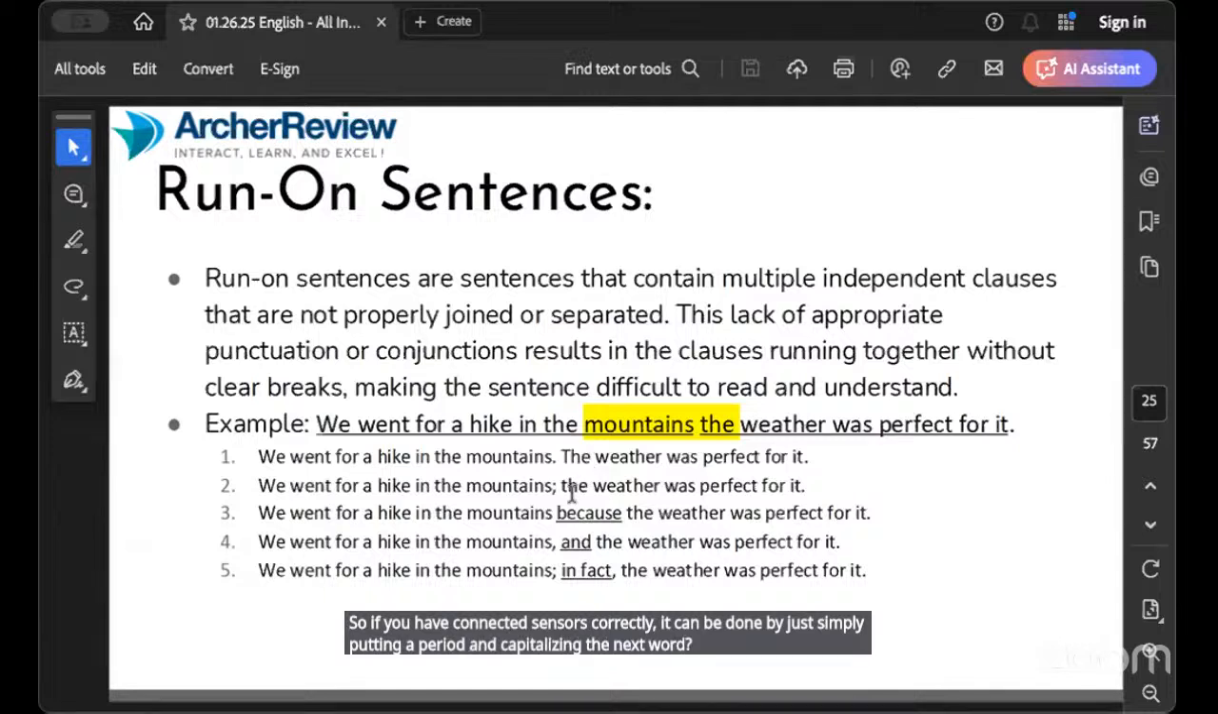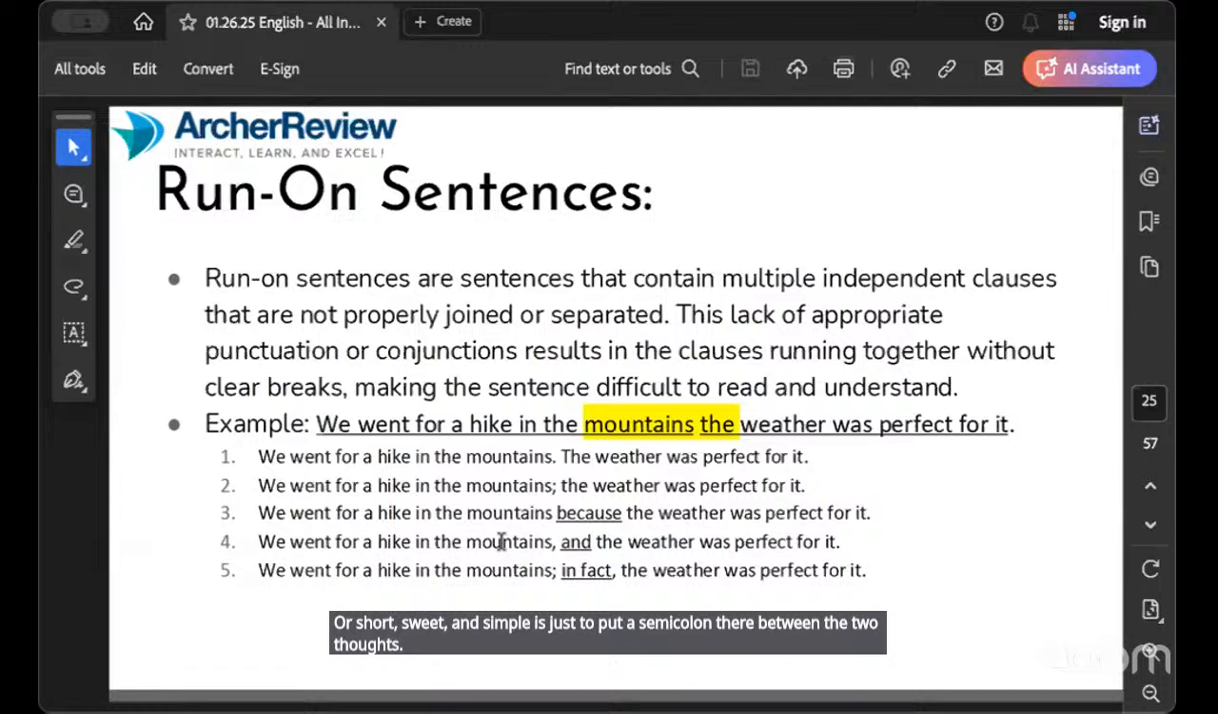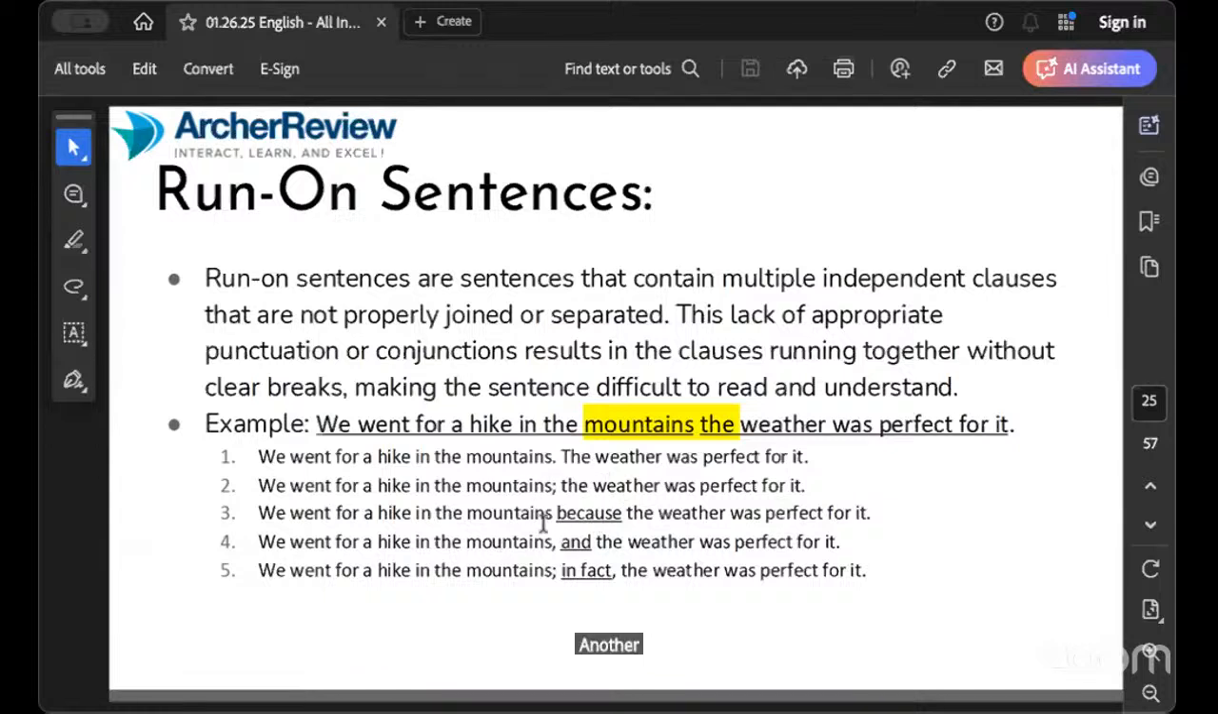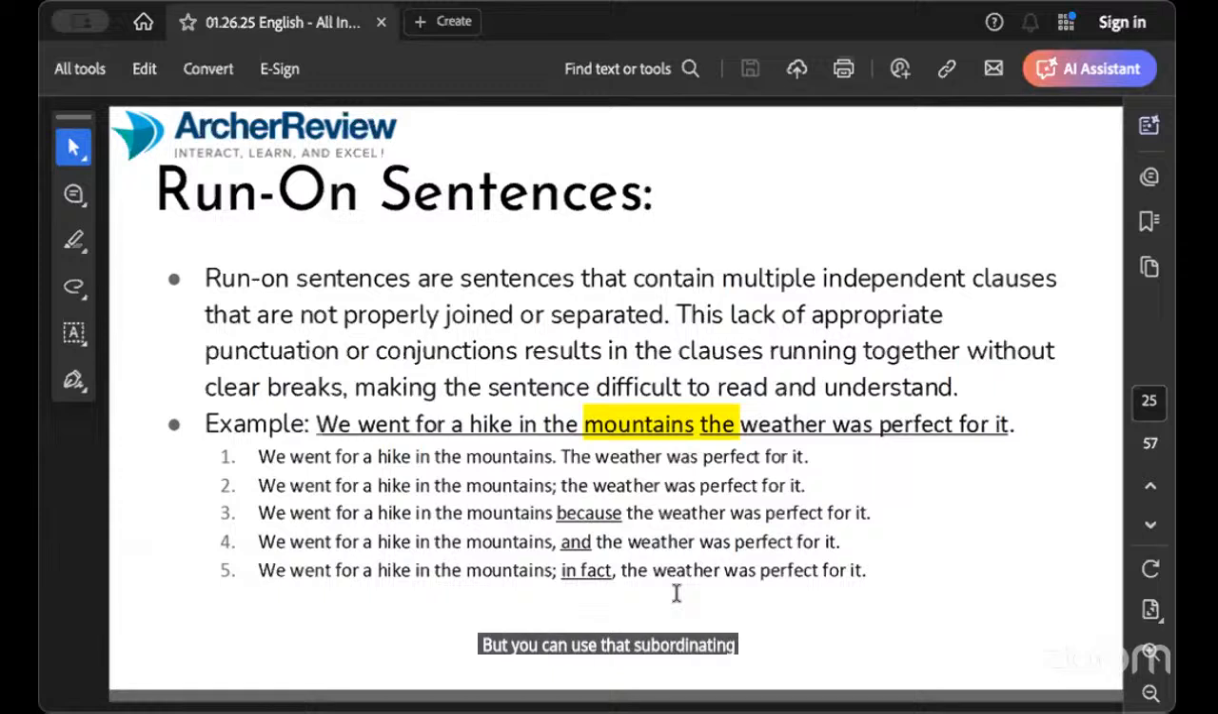Or short, sweet, and simple is just to put a semicolon there between the two thoughts. Another way would be if you use a subordinating conjunction and make the second independent clause into a dependent clause. So, we went for a hike in the mountains. That's a complete sentence. Because the weather was perfect for it. That one's not a complete sentence now. But you can use that subordinating what? Subordinating conjunction to connect the two together.